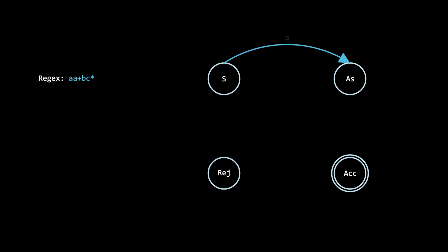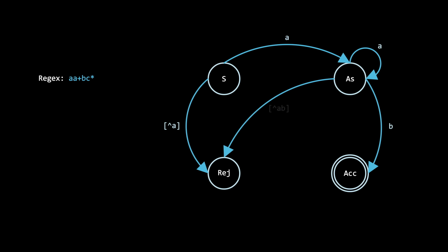So let's go through one at a time and consider the transitions. From the start state, if we encounter an A, which is really the only acceptable thing, then we go to the A state. Anything other than an A takes us to the reject state. Then from the A state, we can encounter more A's, and we stay at the A state if that's the case. If we encounter a B, then we move on to the accept state, and anything other than an A or a B moves us on to the reject state.